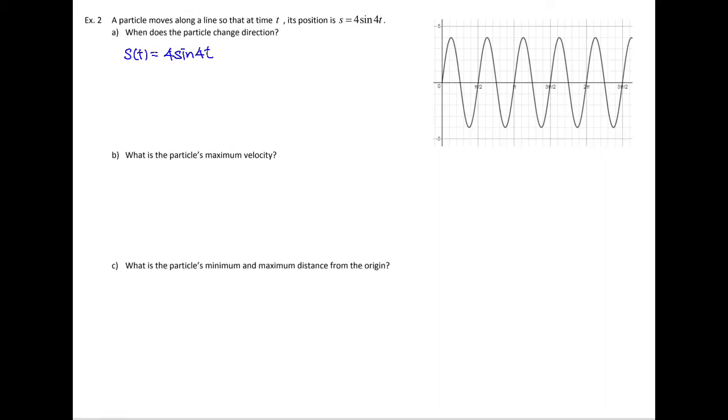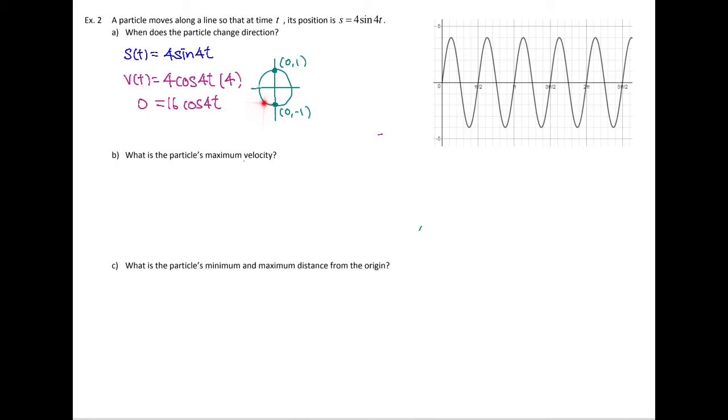So first, let's find the first differentiation, v of t. 4 is the coefficient, so the differentiation of sine is cosine, copy down the angle, times the differentiation of the angle, which is 4. So you're going to have 16 cosine 4t. Then we let v of t equal 0 to find all the zeros of the velocity. So we get 0 equals 16 cosine 4t.